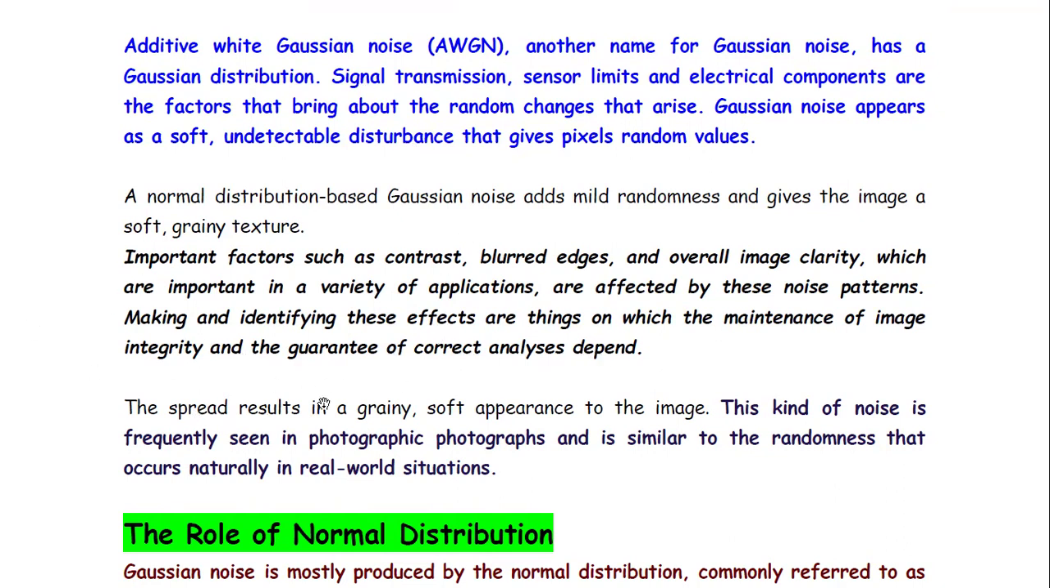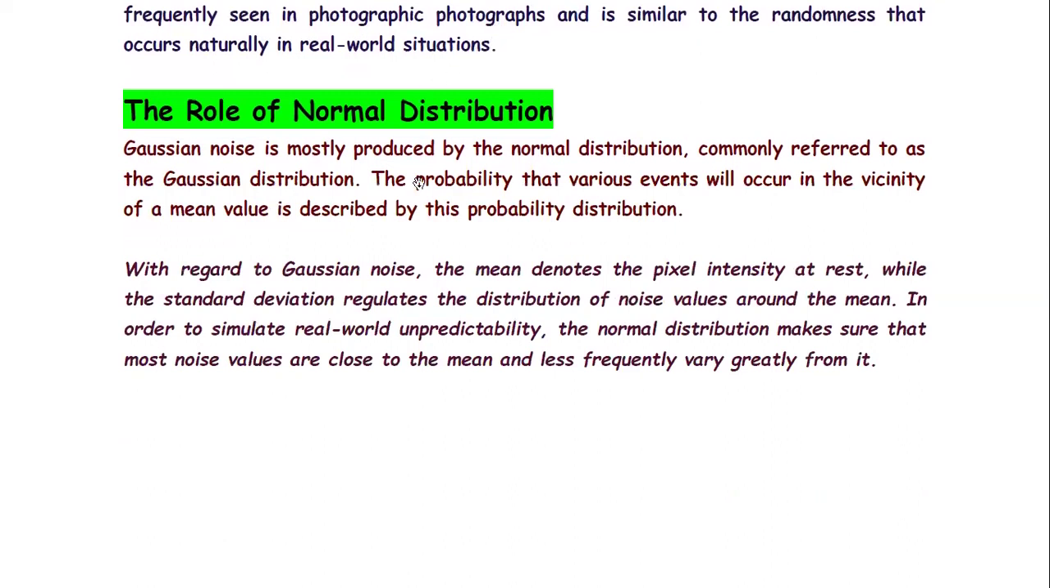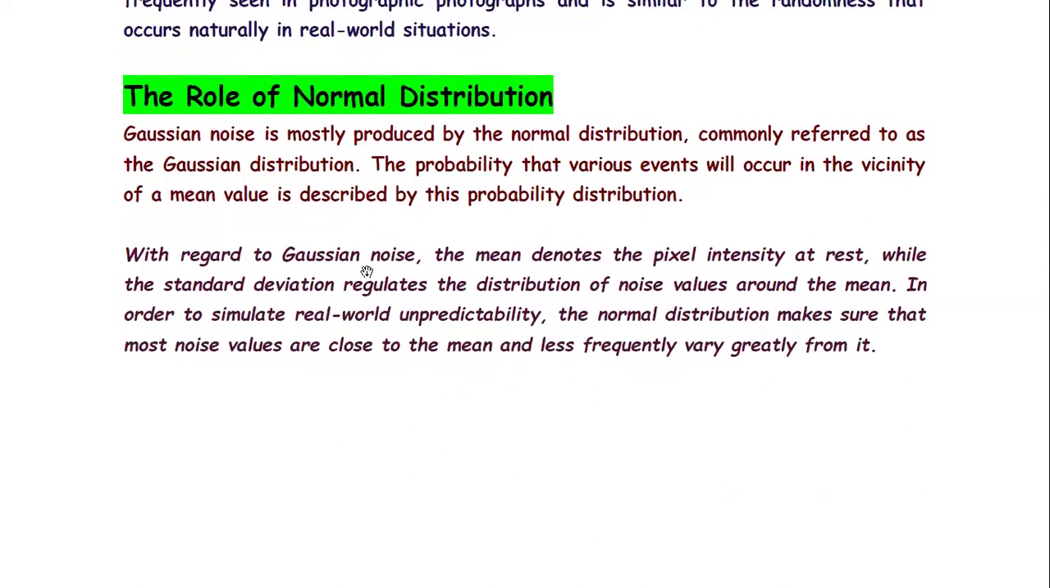Because of this disturbance, the important factors in an image, like contrast, edges, overall image clarity, their values get degraded, and thereby it affects our image analysis process. So because of these noises, we can directly say that isolating our region of interest or identifying the objects becomes difficult, or the result may not be as accurate as we want.